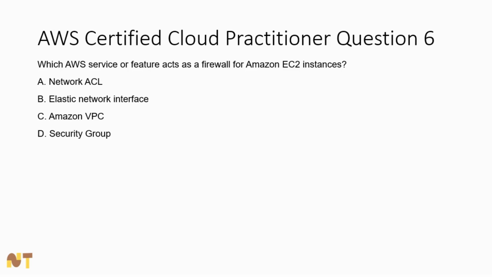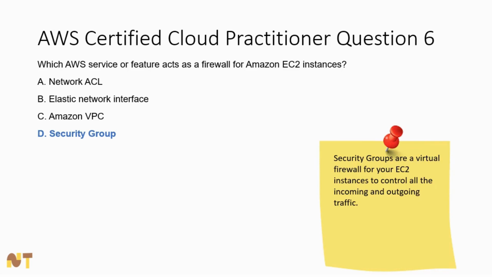VPC and ENI do not act as a firewall. VPC is a logically isolated section of the AWS cloud, and ENI is attached to VPC to carry traffic. But security groups act as a virtual firewall for your EC2 instances to control all the incoming and outgoing traffic. Hence, the correct answer is D.